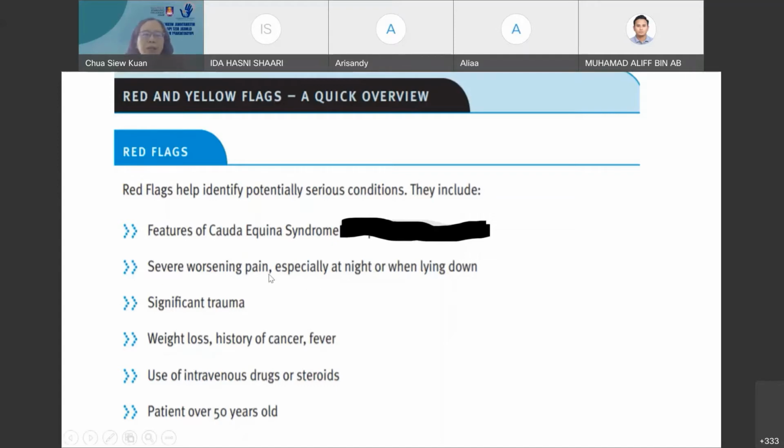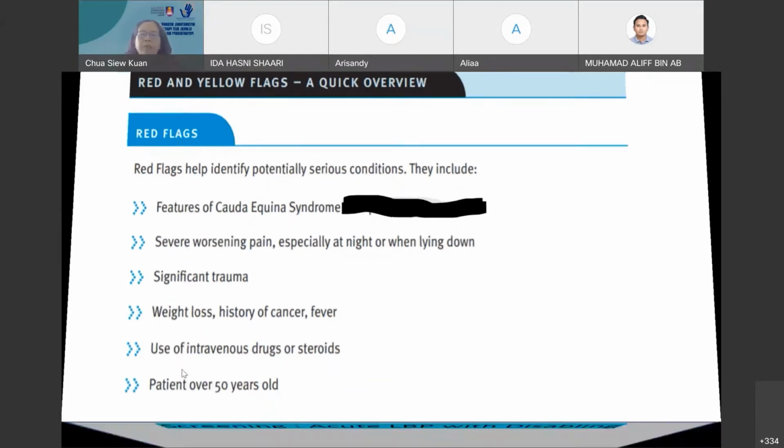Severe worsening pain, especially at night or when lying down. These are the red flags, like specific time and severe pain. Significant trauma, so when you interview them, they have a history of trauma. This is not a single weight loss, it's weight loss combined with a history of cancer or fever, use of IV drugs or steroids, or patient over the age of 50. So these are the red flags.